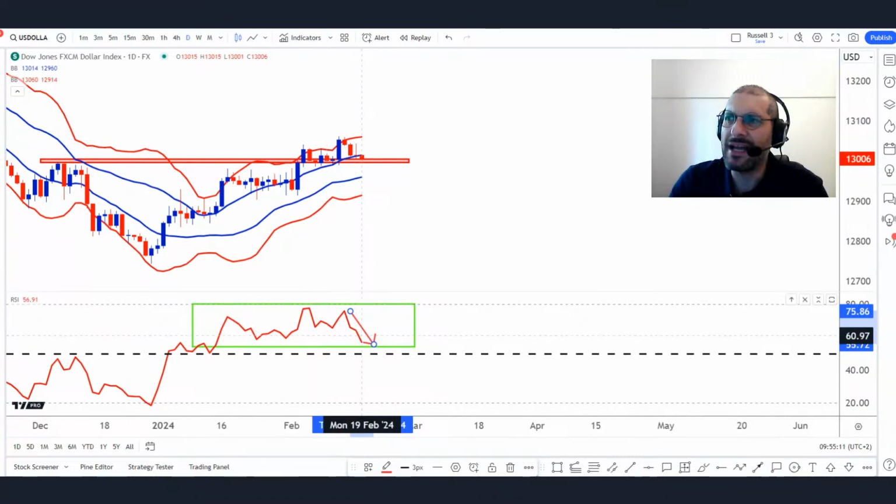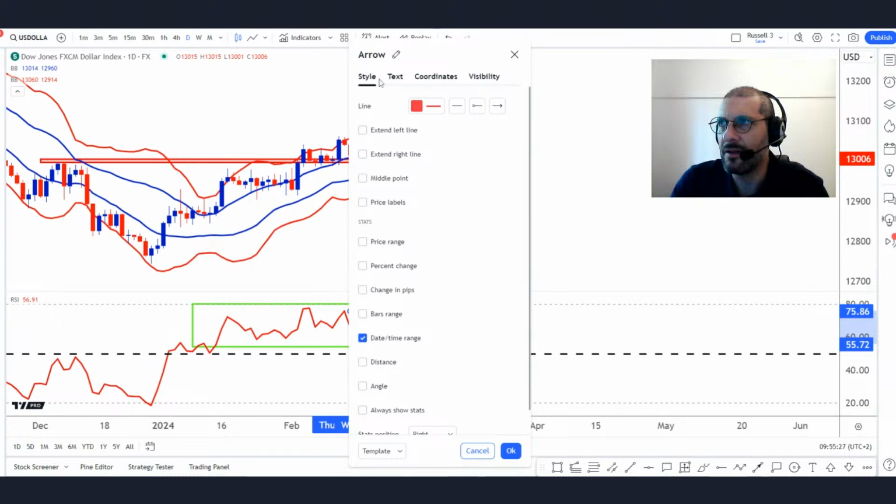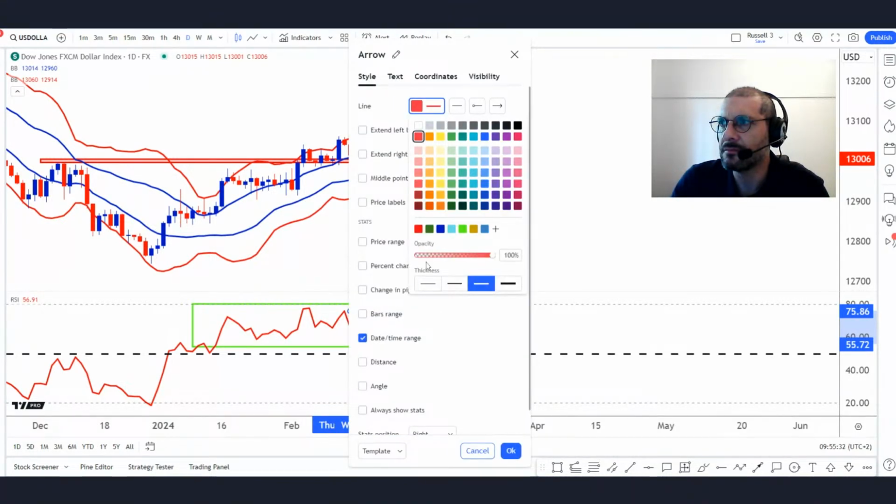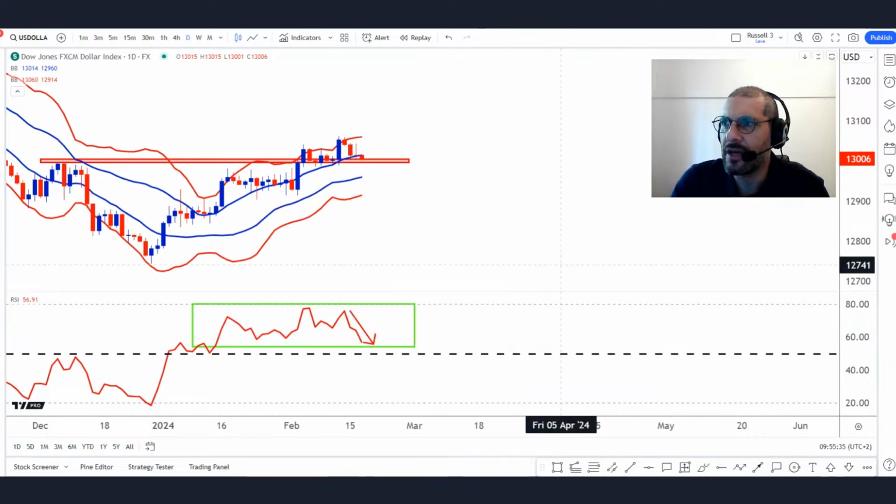But the idea is, how do we know if we're going to get support as a key reaction level? How do we know that the RSI isn't going to dip below that 50 level? The way we get that is we're going to use the RSI. The RSI is derived from price. If price is moving up, the RSI would move up with it.